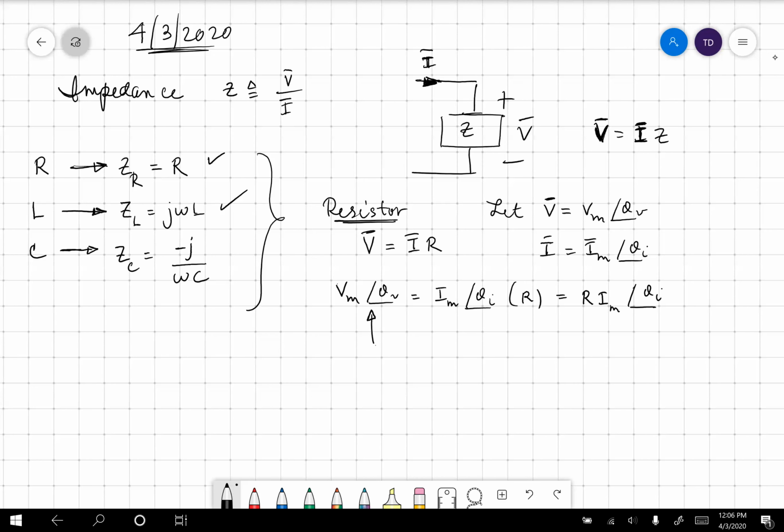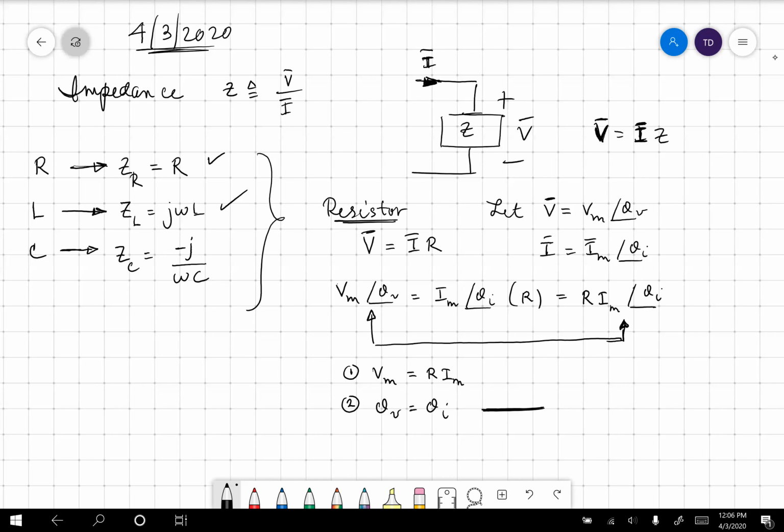This equals this. There's only one way that two phasors can be equal to each other. They must have the same amplitude. So one, this implies V sub m must be equal to r times I sub m. And the phases must be equal. They have to have the same phases. Two, theta V equals theta I.